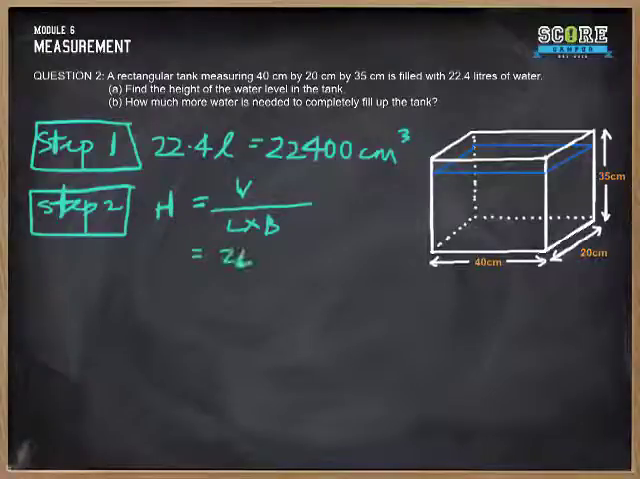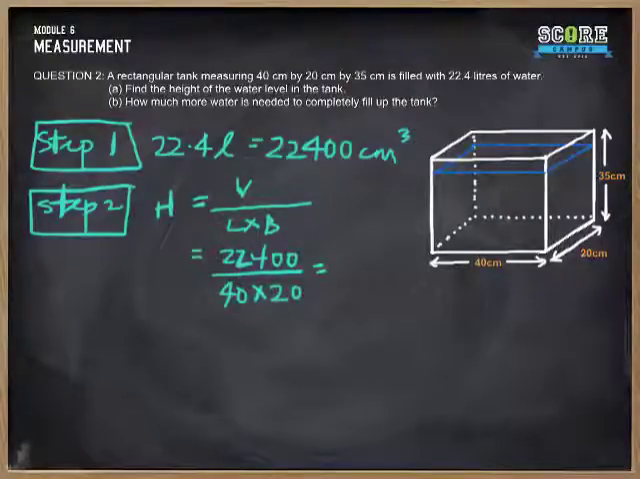22,400 divided by 40 times 20, which is the base area. What is the answer you get? Plug in the numbers into the calculator and you get 28 centimeters. That is your answer for part A. And let's fill up that information into the water tank as well so that it aids us. Okay, so that is 28 cm.